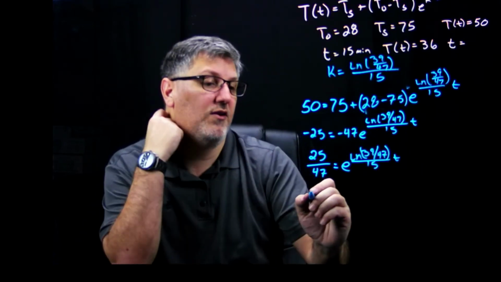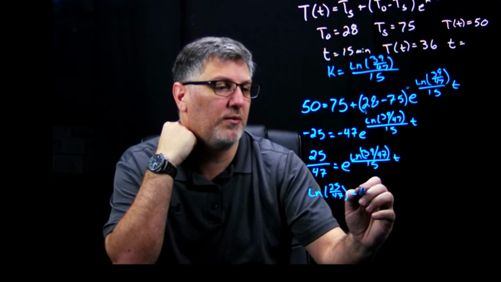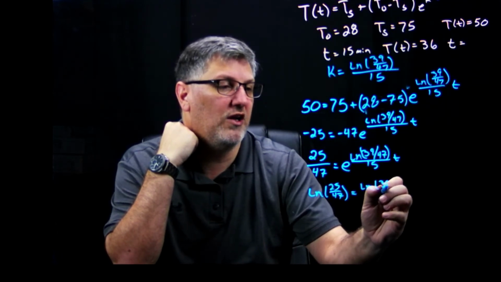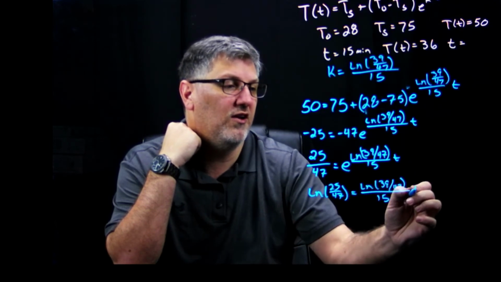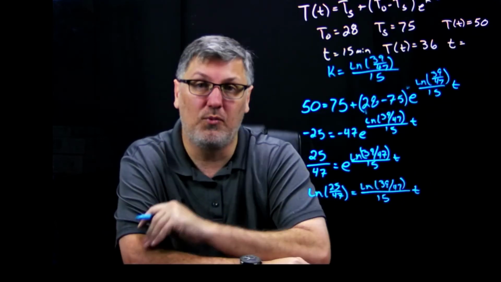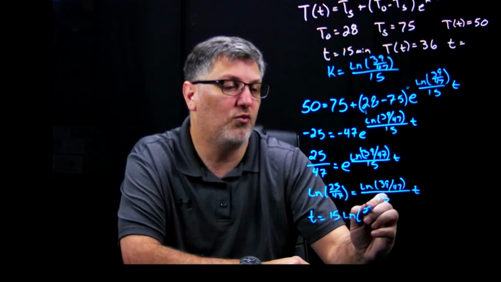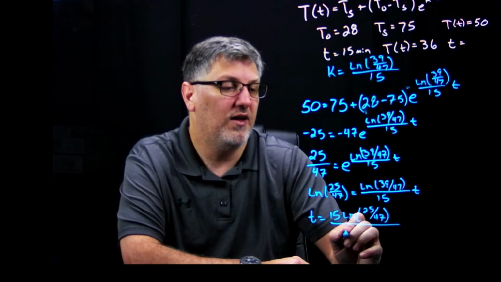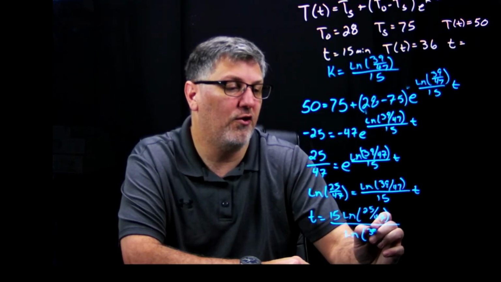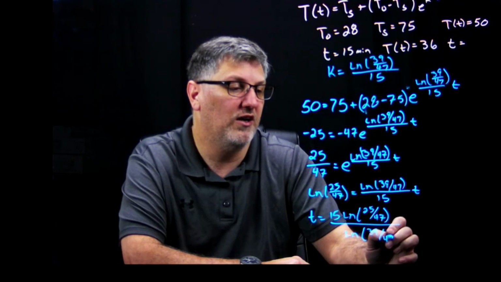ln both sides. We get ln of 25 over 47 equals, this just simply becomes ln of 39 over 47 divided by 15 t. Whenever you have a fraction, you can just multiply both sides by the reciprocal. So I get t equals 15 ln of 25 divided by 47 divided by ln of 39 divided by 47.